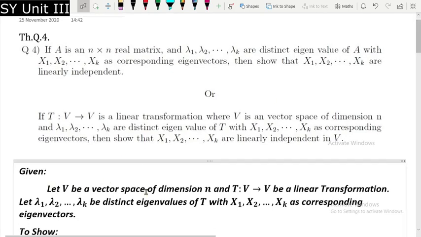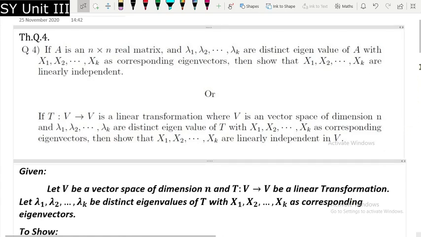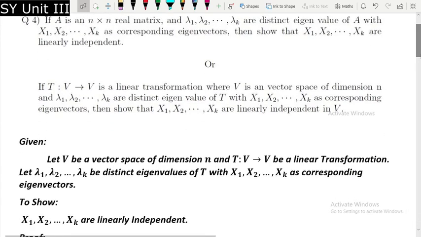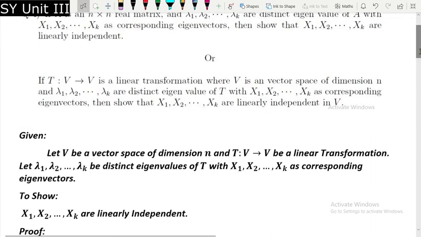So over here, first of all, I have written the given things. Let V be a vector space of dimension n and T from V to V be a linear map, and let lambda 1, lambda 2 up to lambda k be distinct eigenvalues of T with x1, x2 up to xk as corresponding eigenvectors, and we have to show that these x1, x2 up to xk are linearly independent. We are going to use mathematical induction in order to prove it.